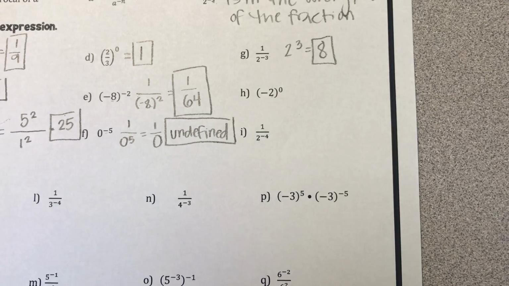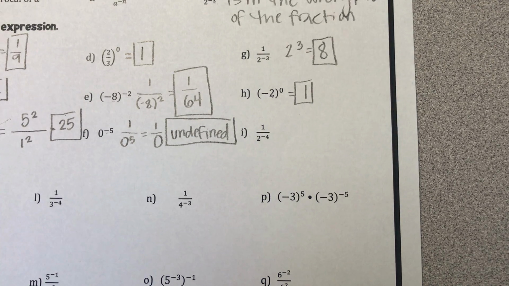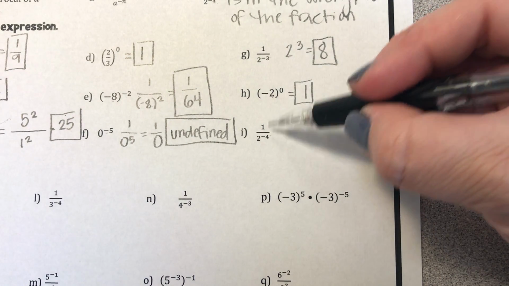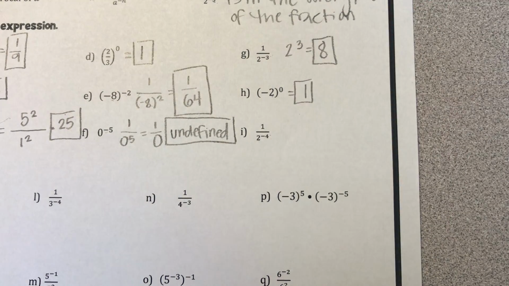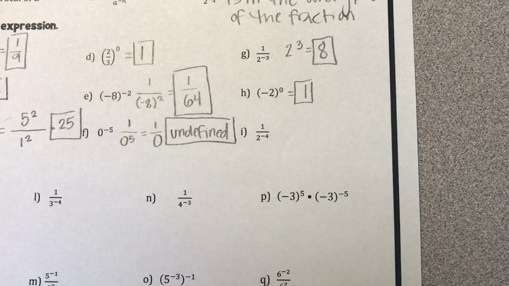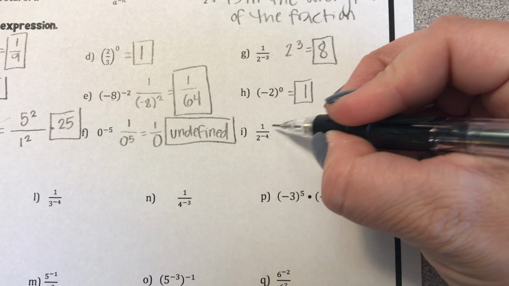Letter H, negative 2 to the 0 power. Anything to the 0 power is 1. Okay, and letter I looks really similar to letter G. It's a negative exponent, which tells you that it's in the wrong part of the fraction. So instead of being in the denominator, I need to move it up here to the numerator.